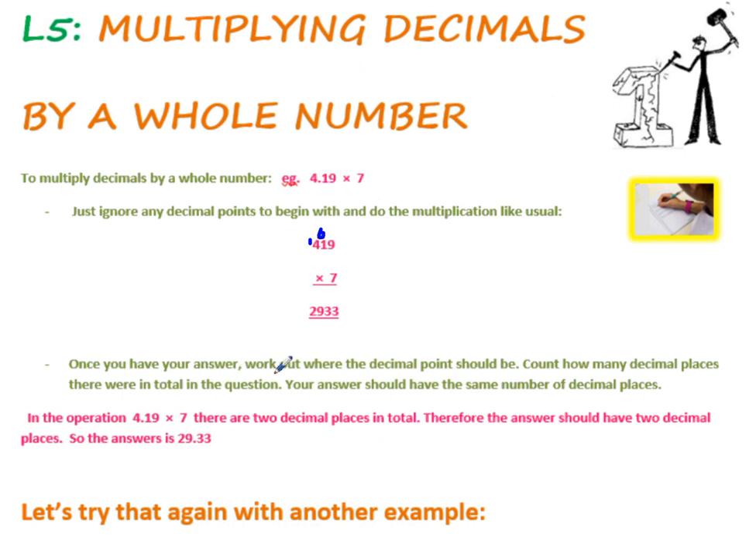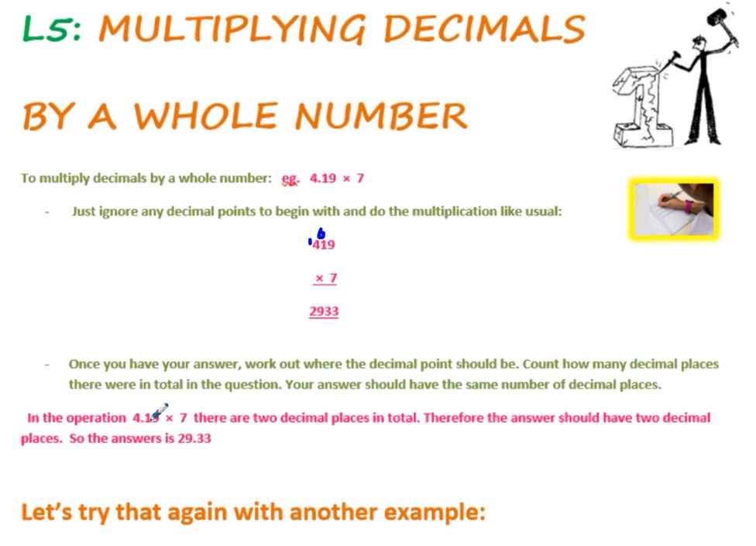Once you have your answer, work out where the decimal point should be. Should it be here? Should it be here? Here or here? Basically, count how many decimal places there were in the question to begin with. In this whole question, including the two numbers, how many decimal digits were there in total? In the question overall, there were 2 decimal digits. If there was times 7.1, then there would be 3 decimal digits. So there were 2 decimal digits in total in the question, therefore there must be 2 decimal digits in the answer.